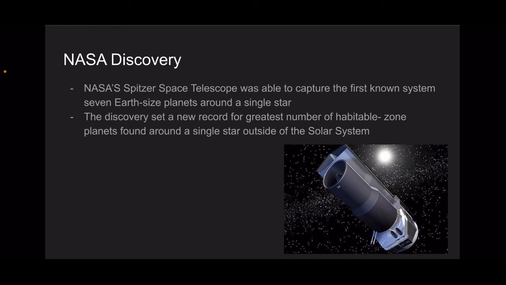So the discovery actually set a new record for the greatest number of habitable zone planets found around a single star outside the solar system. So that's actually super cool. And over here, I just got a picture of the Spitzer Space Telescope. It's actually a really cool telescope. Seeing this in the image, I really like it.